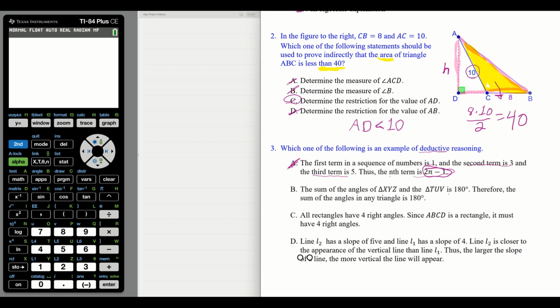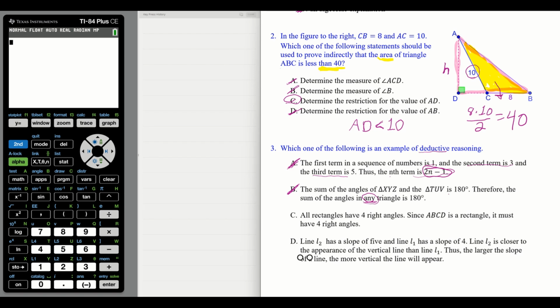Let's look at B. The sum of the angles of triangle XYZ and the triangle TUV is 180. Therefore, the sum of any triangle is 180. Okay, again, the minute they said any, that's the general. So this one goes from specific to general. That's inductive. Nope.